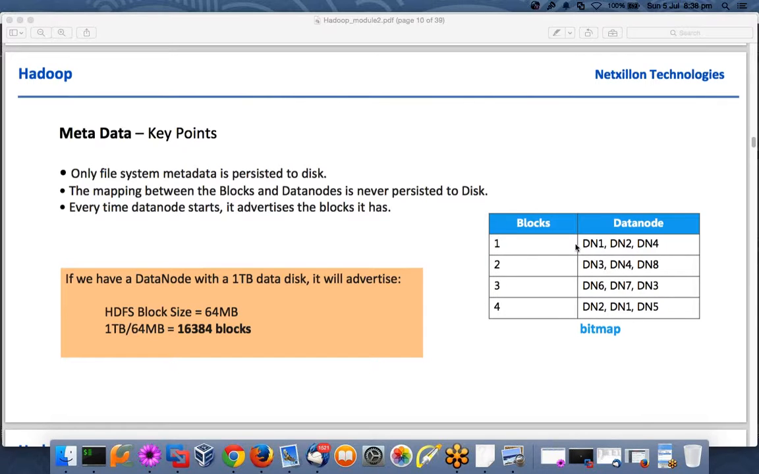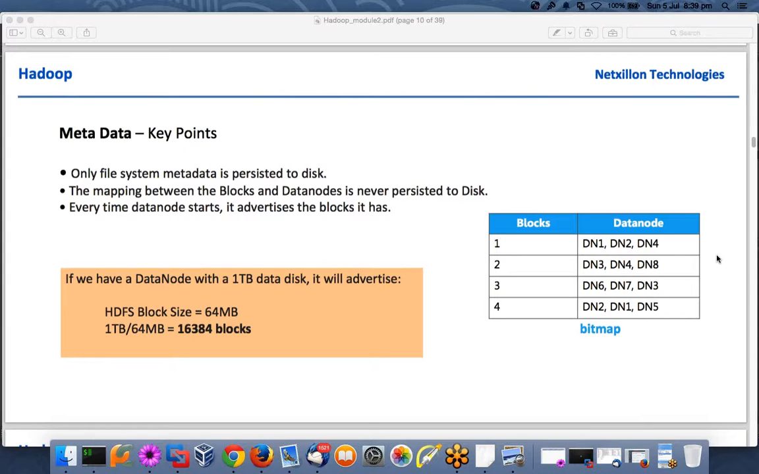Each block will be mapping to which data node it is on. So yesterday I gave you a homework asking you to think and come up with an answer when I said the size of your cluster will depend upon the amount of memory you have on your name node. How?